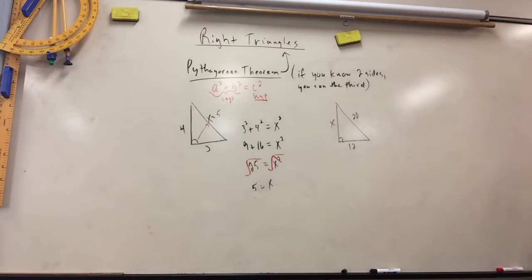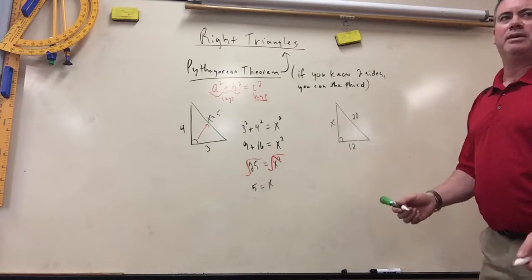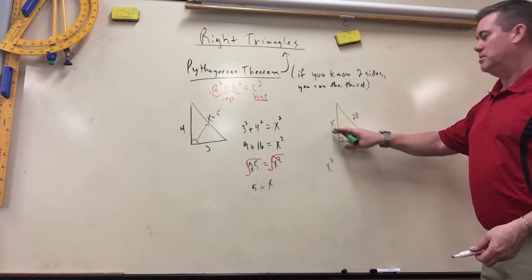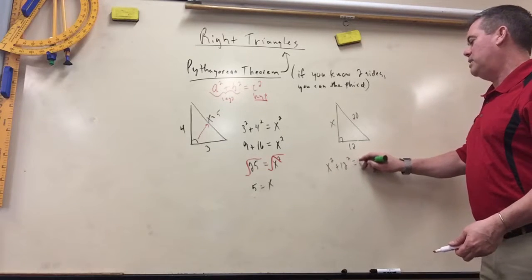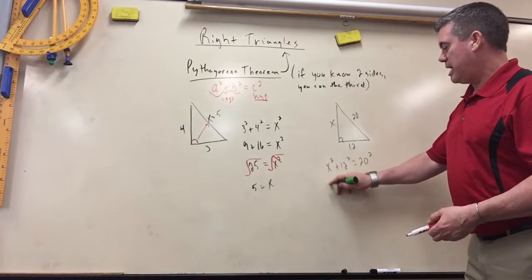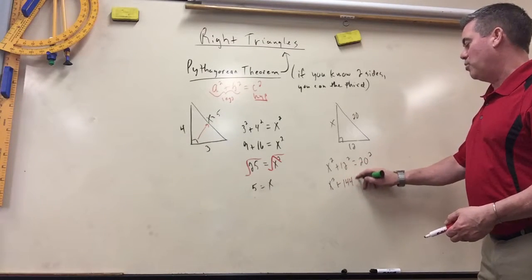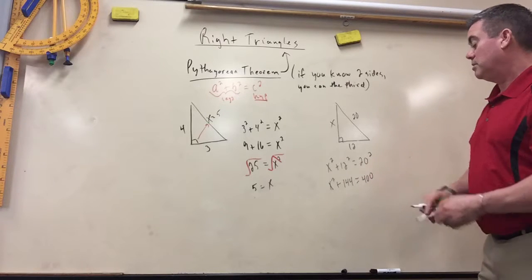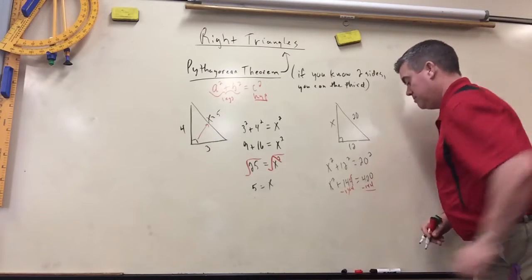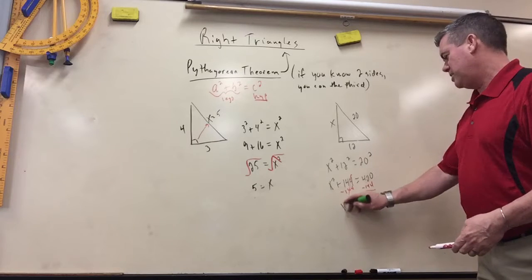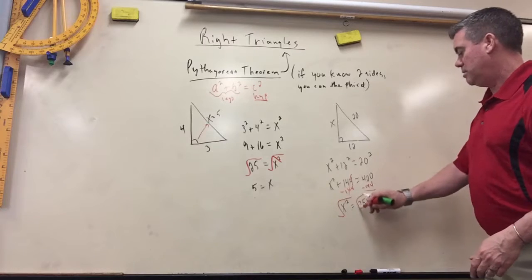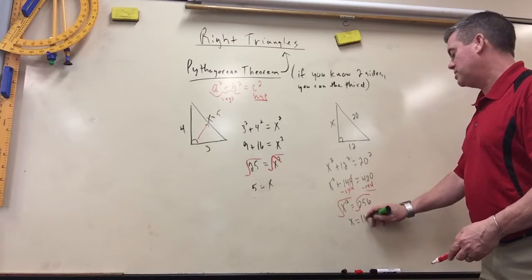Okay? So if a leg is missing, you do it the same way. You use the Pythagorean theorem. It's x squared, because that's a leg, plus the other leg squared, equals the hypotenuse squared. And then you solve it. So x squared plus 12 squared, which is 144, equals 20 squared, 400. So we got to subtract 144. And that's 256. So then when we square root it, you get x equals 16.